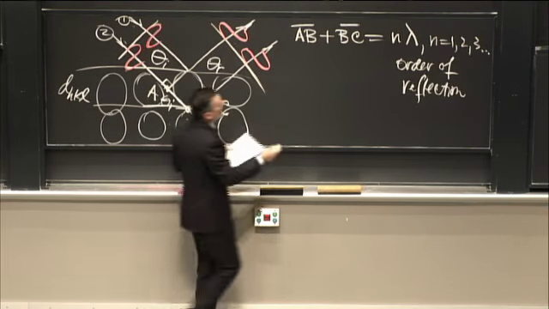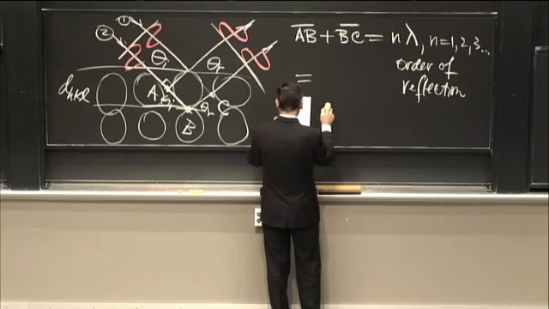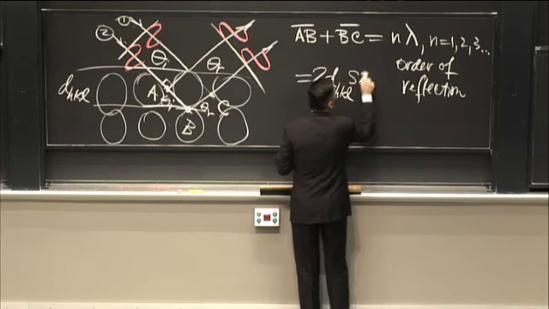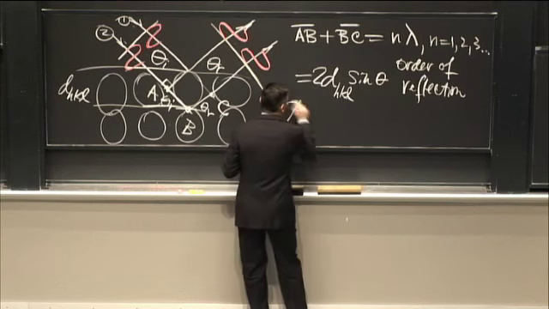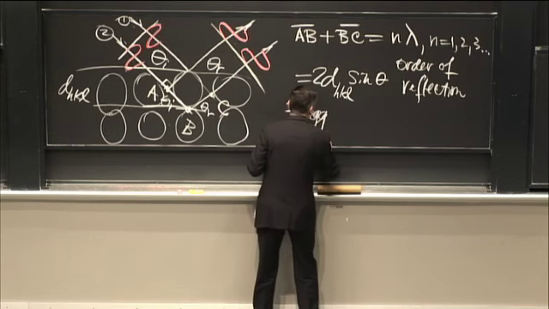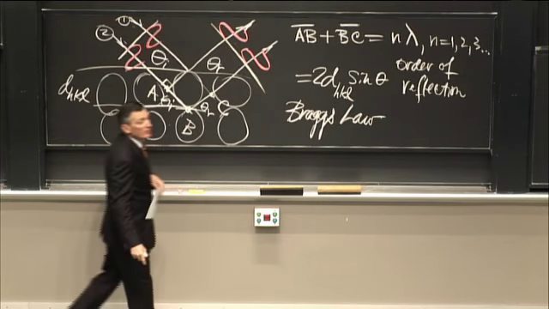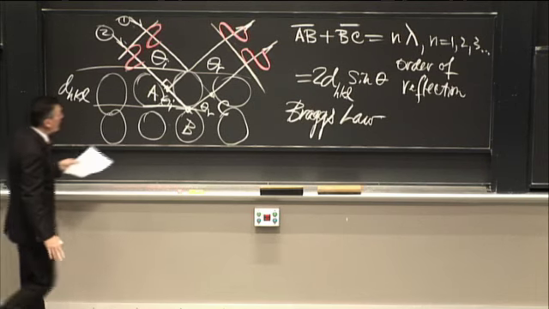So if you go through all of this analysis, you will show that n lambda is equal to 2 times the d of the HKL spacing times the sine of theta. And this is called Bragg's law. And Bragg's law governs the reflection of incident radiation by a crystal.